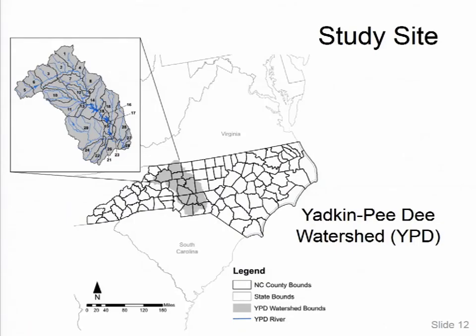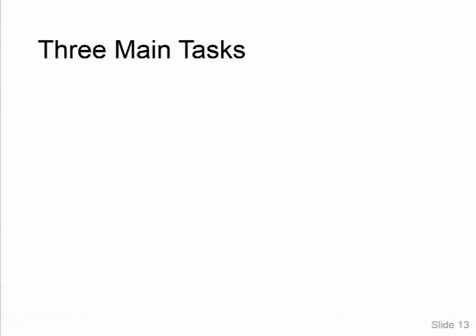So here's our study site. It's the Yadkin PD watershed in western North Carolina. And up here in this inset, you can see there's 28 different subbasins, and these form the basic unit of our analyses. So I'll explain more about that later, but these subbasins are all delineated by that hydrology model, that SWAT model.